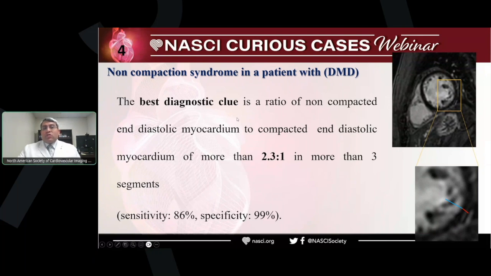The best diagnostic clue is to find the ratio of non-compacted end-diastolic myocardium, this trabeculation, to the compacted diastolic myocardium more than 2.3 to 1 in more than 3 segments, because you can normally see it in 1 or 2 segments. But if you find this ratio 2.3 to 1 in more than 3 segments during diastole, this is a diagnostic criterion for the non-compaction. Sensitivity 86% and specificity 99%.